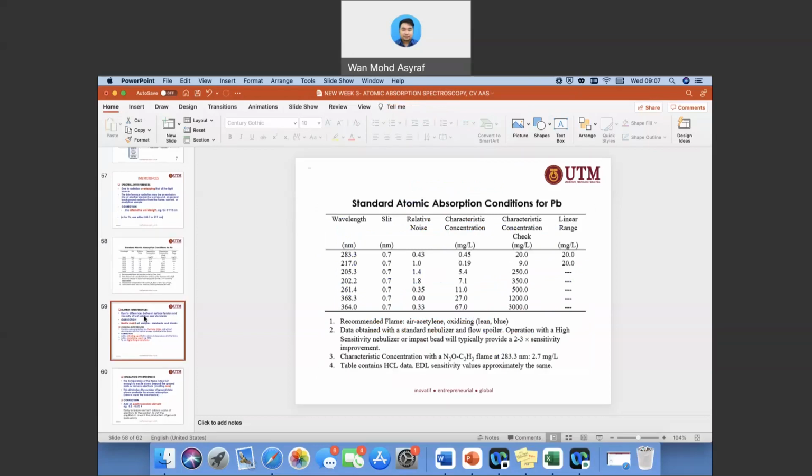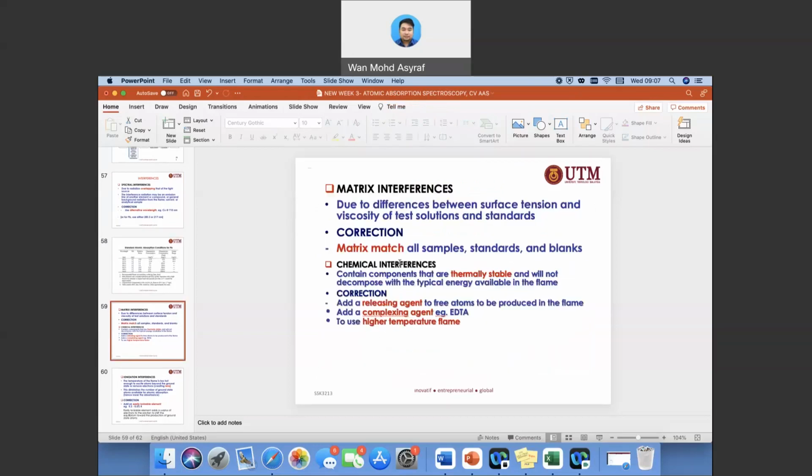All right, so for matrix interferences, this is due to differences in the surface tension and the viscosity of the test solution and the standard. So the correction is that we need to do a matrix match of all the samples, standards, and the blanks as well.